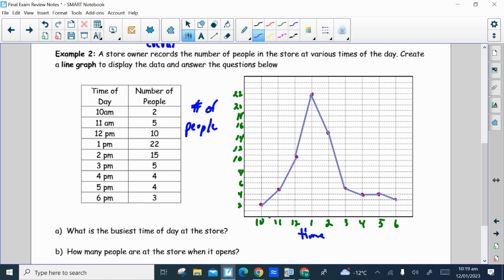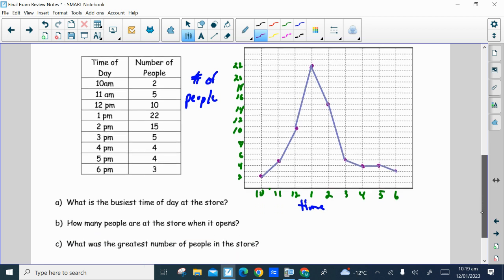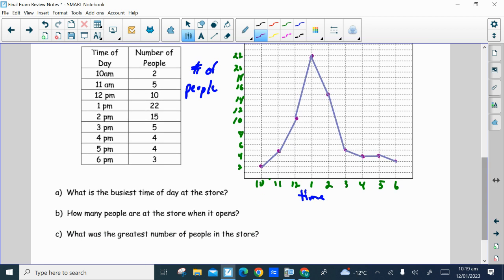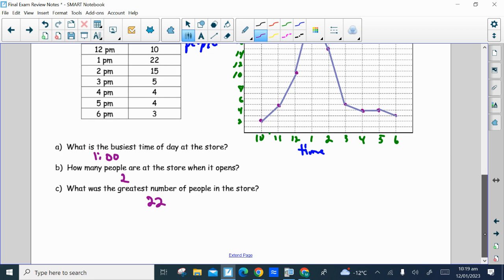Okay, so there's our line graph. So again, it's a visual picture of what's happening. It's pretty easy to see by looking at the graph which point is the highest, that corresponds to the highest number of people in the store, and that is at 1 o'clock. How many people are in the store when it opens? So that would be 2 at 10 a.m. And the greatest number of people in the store, again, is 22. You can get that from the table or as well the highest point on the graph.